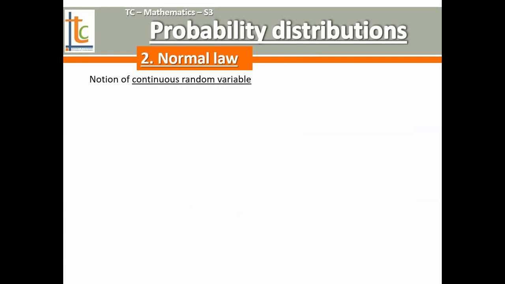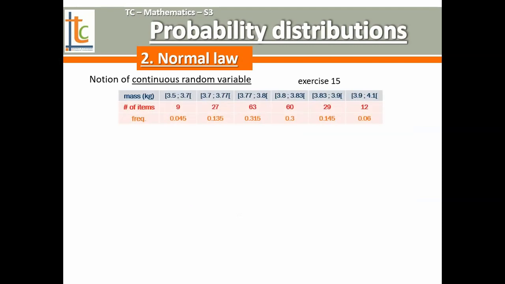So let's have a little activity with exercise 15 of my document. Let's consider some objects that have been manufactured. On the red row here, there are 200 objects in total, if you add these numbers, that have been manufactured. And we are interested in the mass of each object. Of course, we can't measure the mass of something with infinite precision. So we are only able to tell that the mass is between this and this.